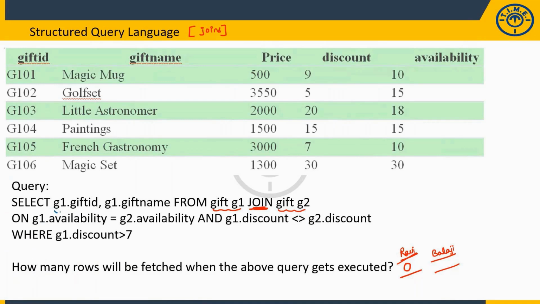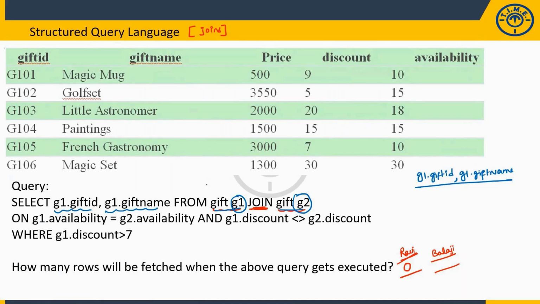So, how to solve these questions? Select G1.gift_ID, G1.gift_name from gift G1 join gift G2. This is a gift table, and this table is joining with itself. One instance is G1, another instance is G2. Which columns are in the output? G1.gift_ID and G1.gift_name, the ID and name of the gift.